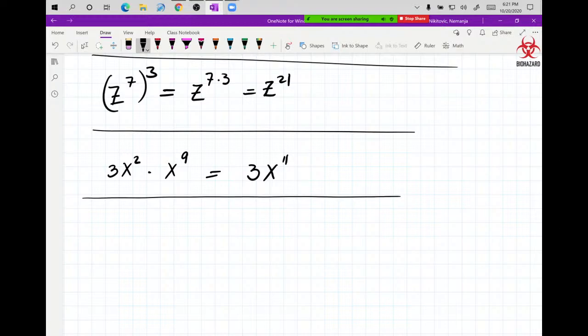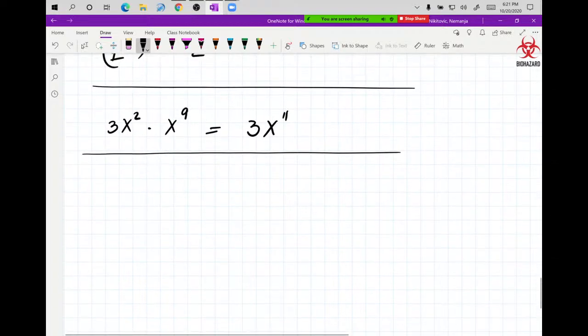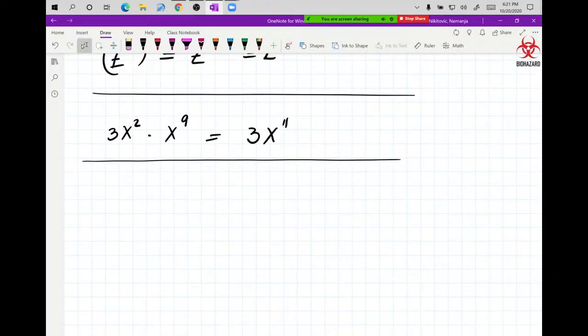Now, one more thing. If you have something, you can combine rules. So you can have something like this: negative 2 x to the fourth times 3x squared to the sixth power. So this problem is trickier because it contains, as you can see, both rules.